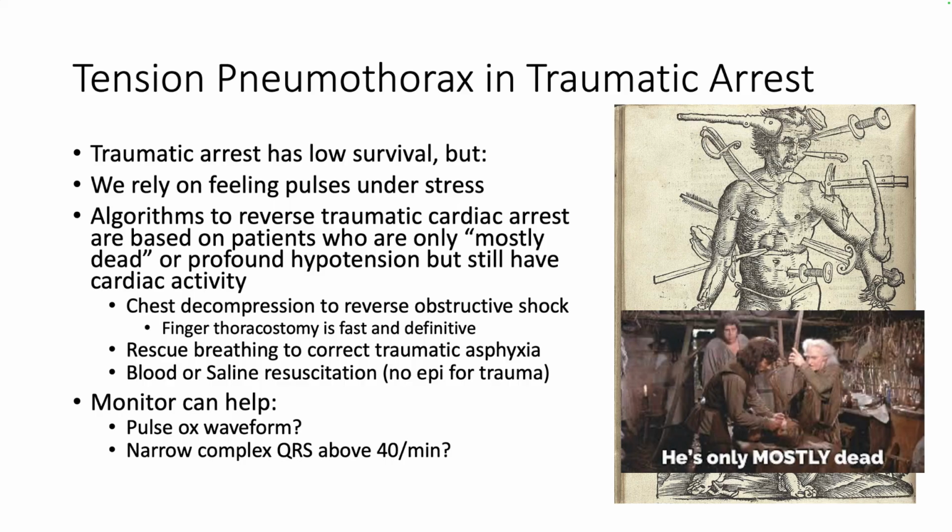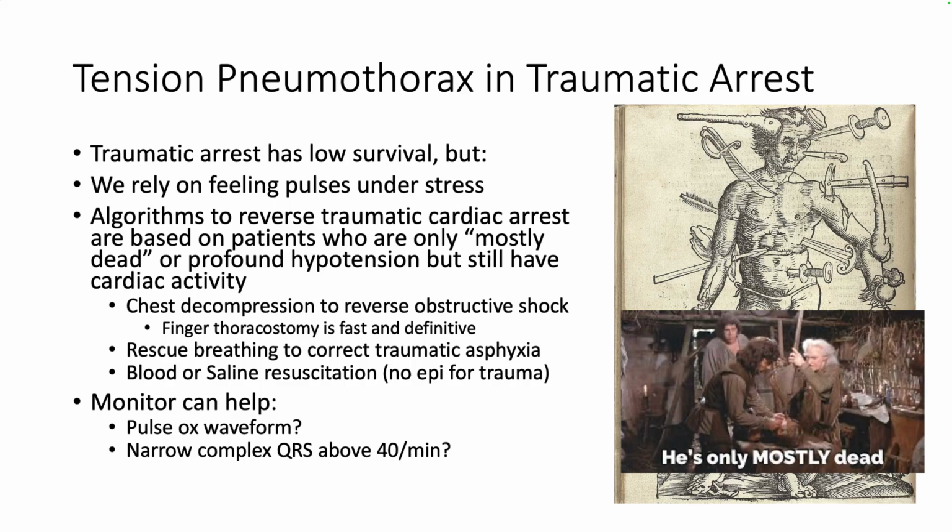So when we think about our algorithms that are built to reverse or treat traumatic cardiac arrest in the field, they're based on patients who I would say are only mostly dead, if we're using our Princess Bride reference. And what that really means is they're in profound hypotension, but still have some cardiac activity, but not enough for us to feel a pulse with our fingers. So what are our options there? We've got a couple of high-value things that are fast. We have our chest decompression to reverse our obstructive shock, and this is where our finger thoracostomy is fast and definitive. In our cardiac arrest, our traumatic arrest, or our peri-arrest patients, we can do that very quickly, and we can vent both sides of the chest.